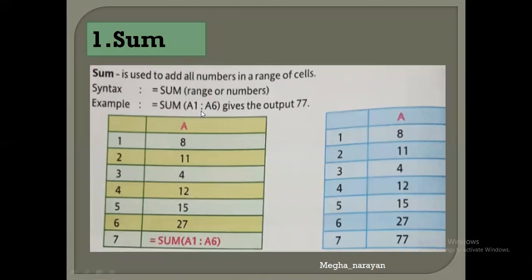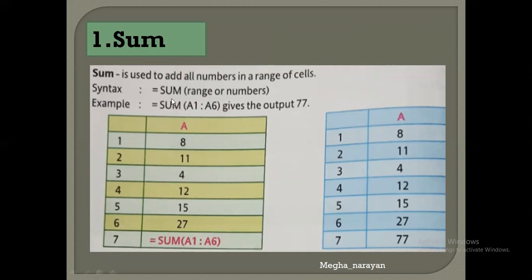Here colon is used. Kindly watch this carefully. That means from A1 till A6 the numbers will be added. This colon is used to represent the range, the group of the cells together. From A1 till A6, the numbers will be selected and added, giving you the output in this case as 77. The same example is even provided in your books. You can take a reference of that as well.